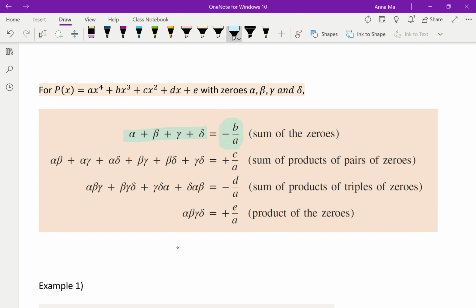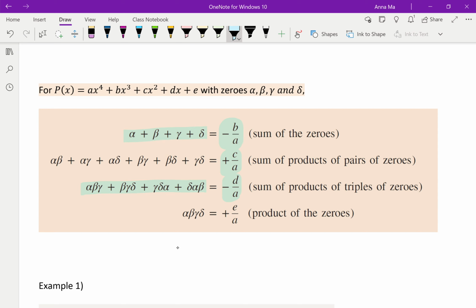And then you've got the sum of roots or zeros in pairs. So those are the paired combinations you can find between alpha, beta, gamma, delta. And it's equal to positive C on A. Now we've got 4 zeros, so we can find the sum of zeros in triples. There are 4 different combinations, which is going to be negative D on A. See how the signs are alternating?